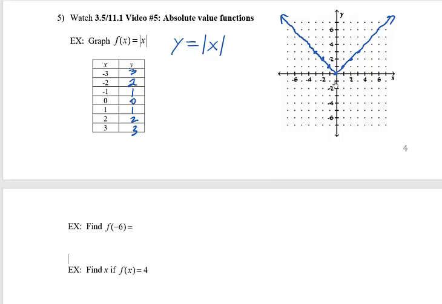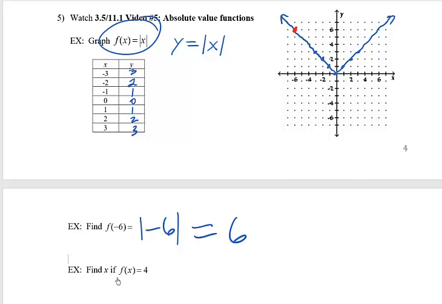Once you have the graph, it's pretty easy to answer questions about it. So I can say find f(-6). Actually, I could just use the equation. I can see that if I plug negative 6 in for x, this just means tell me the value part, which is 6. But I could have found that on the graph as well. Here's an input of negative 6, and you can see that it goes with an output value of positive 6.